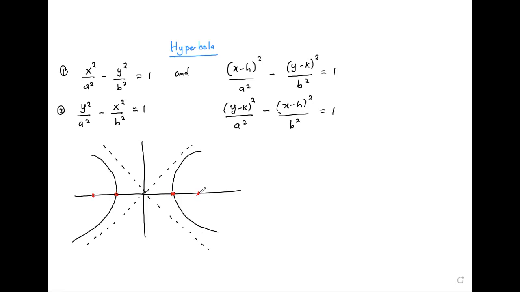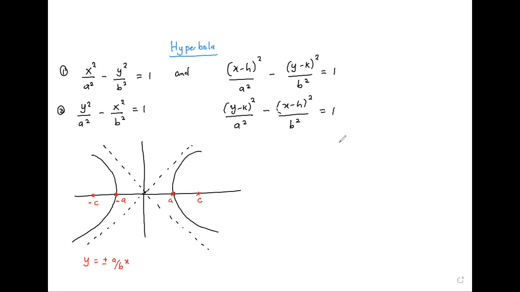So a will be this distance here, and c will be this distance here. This will be c. And then the asymptotes will be y is equal to plus or minus b over a x.